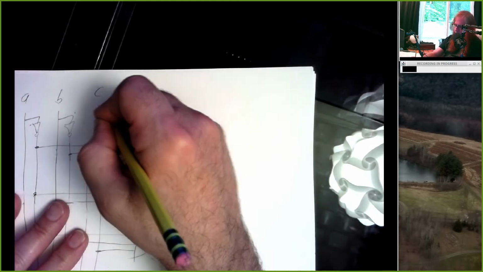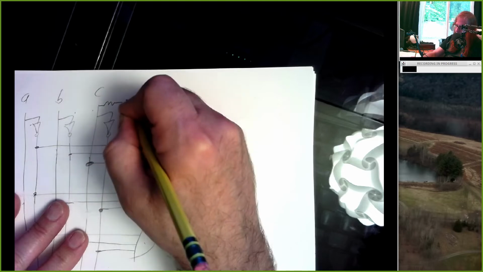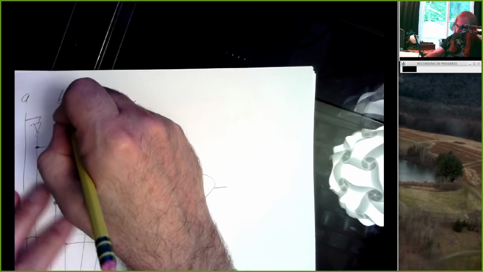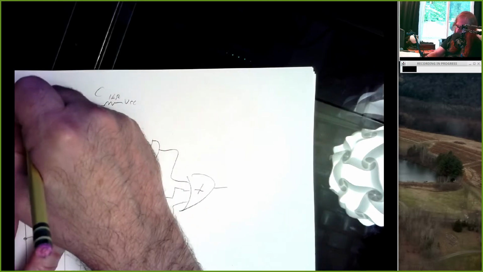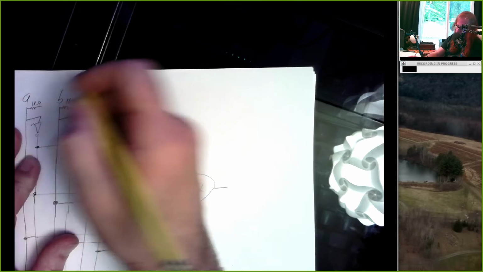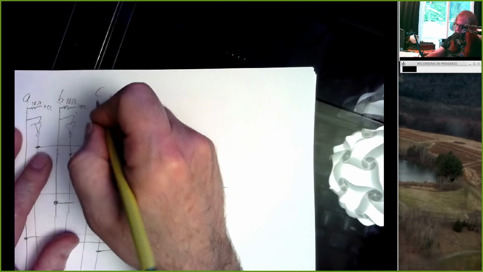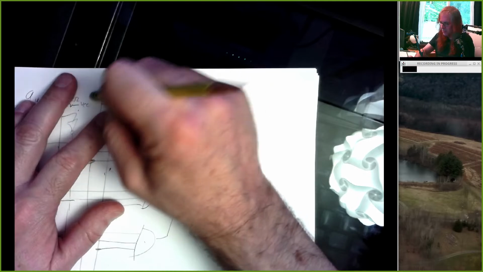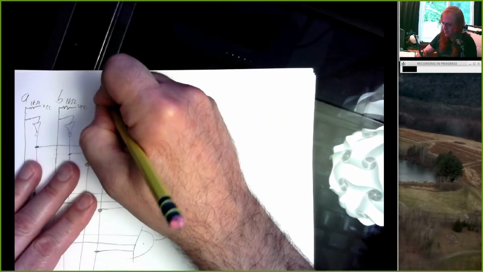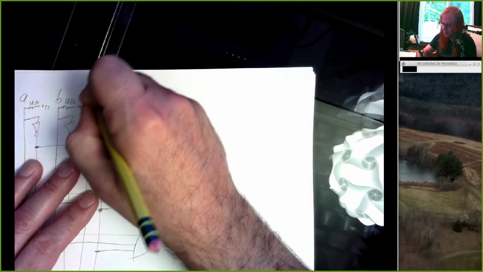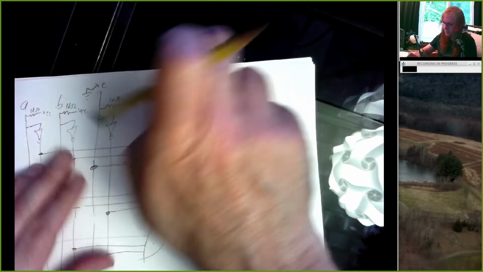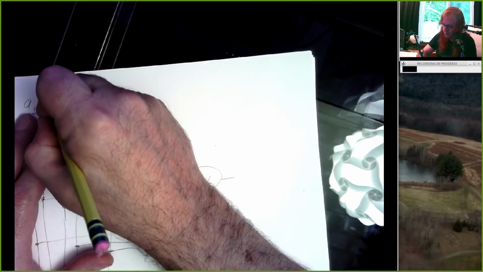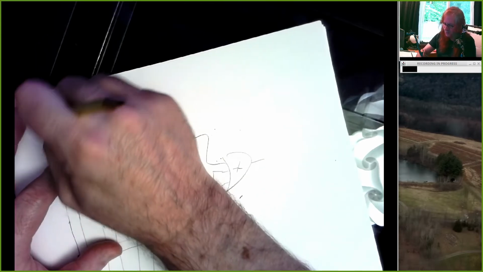So your switches, these need to get pulled up to 5 volts. And then you use a switch to connect these to ground. So there's C. Here's B, and here's A.